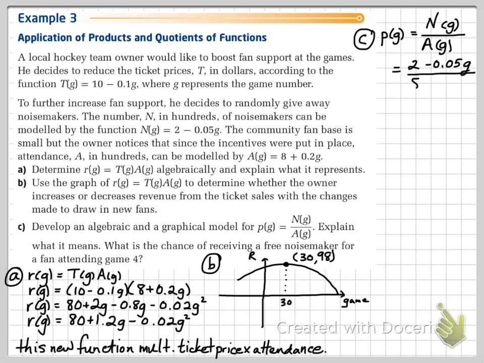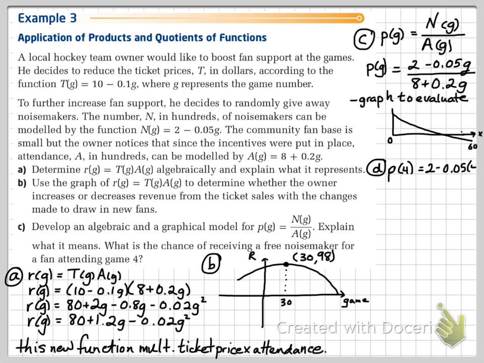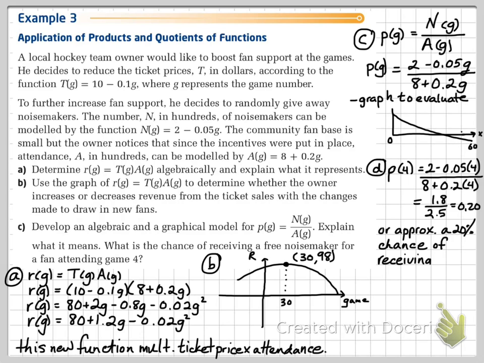P of g now for part B is going to be n of g divided by A of g. And we're going to graph to evaluate that one. And you're going to notice that you're going to get a point of 0.20, or approximately a 20% chance of receiving a free noisemaker.